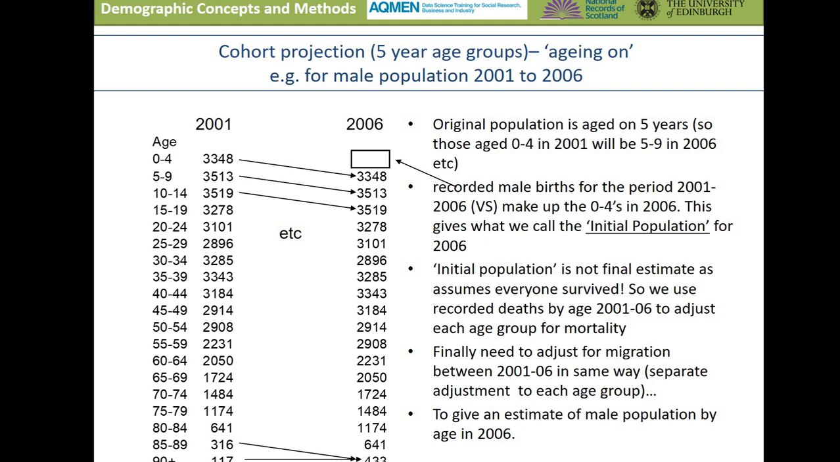So as I mentioned earlier, the initial population is not the final estimate because we have an assumption here that everybody has survived. So we need to use recorded deaths by age in 2001 to 2006 to adjust each age group for mortality. So some of the 0 to 4-year-olds in 2001 won't make it to 2006 due to mortality. We need to take that into account. And similarly, we need to adjust for migration. So some of those 0 to 4-year-olds will move away from an area, but equally some will move in to an area. So we need to take into account each of these components of change to give our estimate of the male population in 2006.